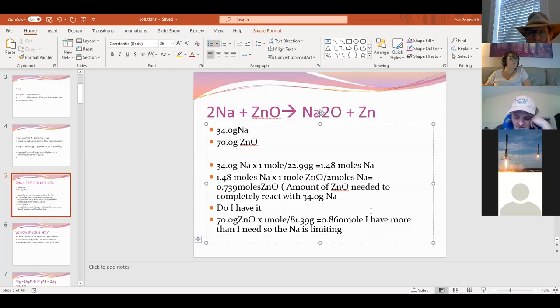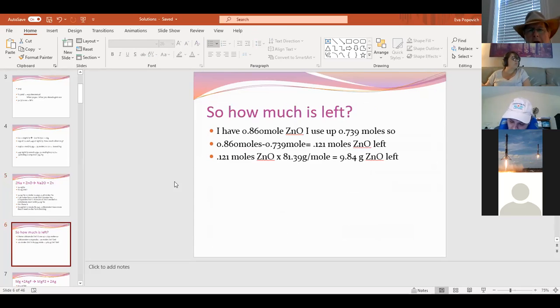Well, we just put that 0.74 into the zinc oxide. That's how much it used up. So I started off with 0.860. I used up 0.740 or 0.739. All I got to do is subtract the two of them. 0.860 minus 0.739 equals 0.121.